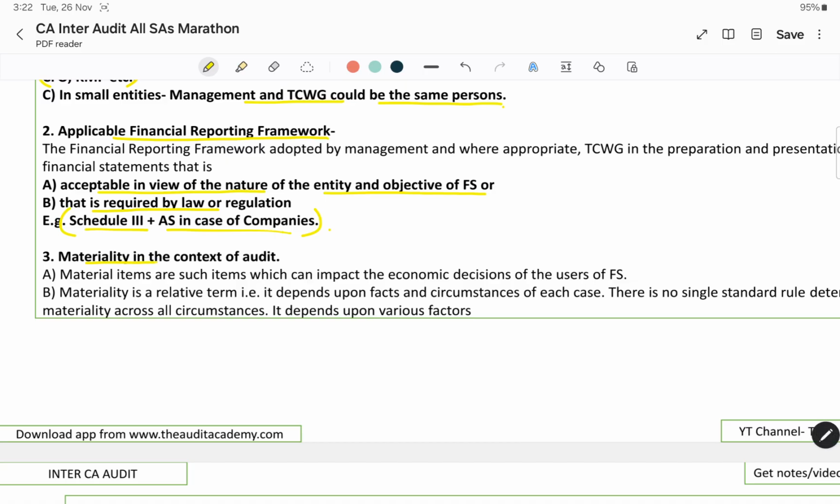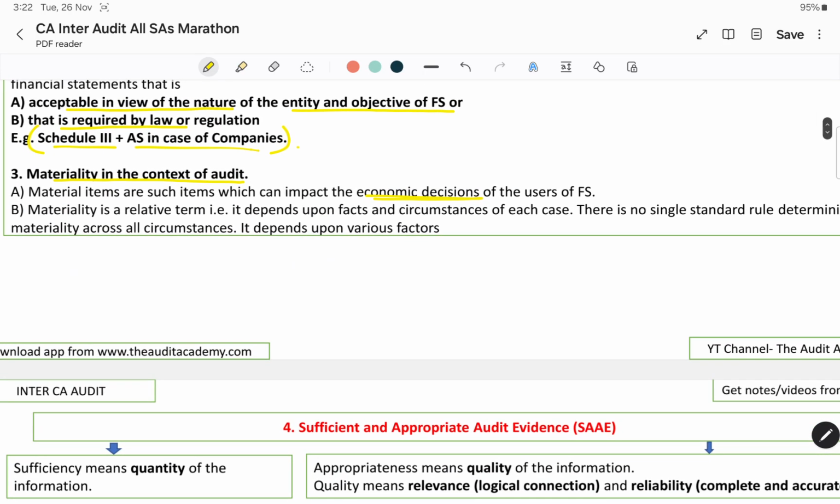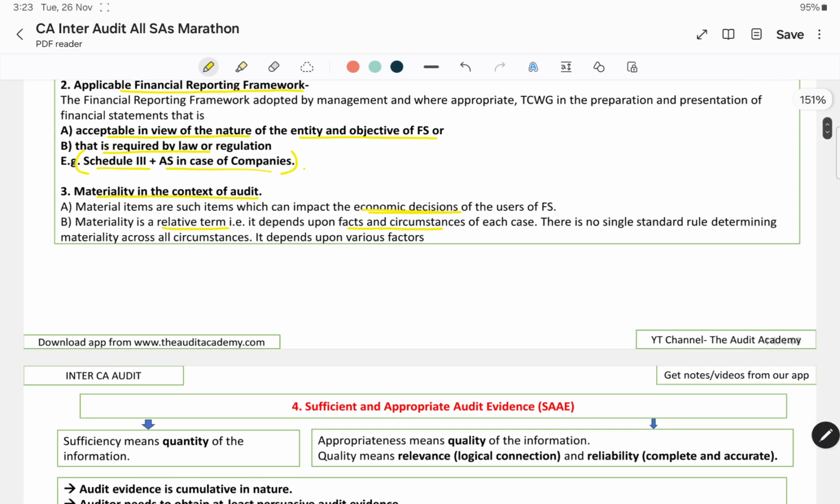Third is materiality in the context of audit. Material items are such items which can impact the economic decisions of the users of the financial statement. Materiality is a relative term. It depends upon the facts and the circumstances of each case. There is no single standard rule determining the materiality across all circumstances. It depends upon various factors.